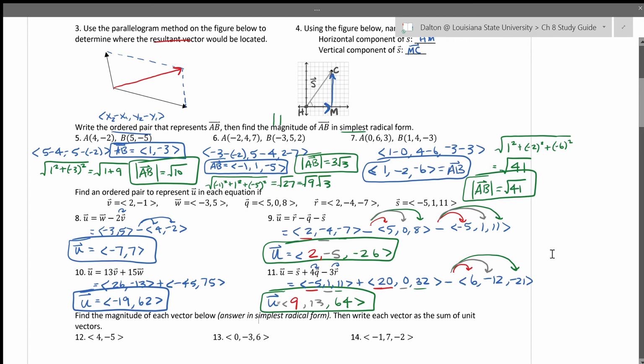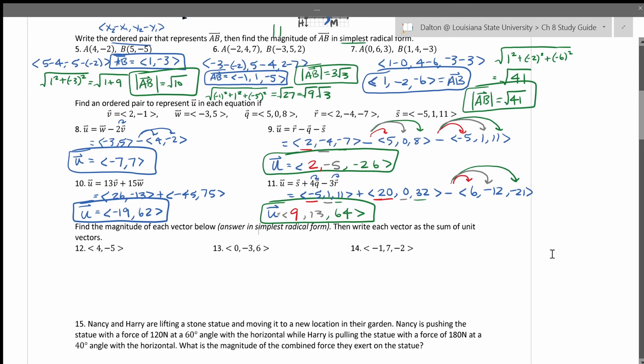Numbers 12, 13, and 14 ask you to find the magnitude of each vector below in simplest radical form, and then write each vector as the sum of unit vectors. So it's a two-part problem. The first part is just to find the magnitude.